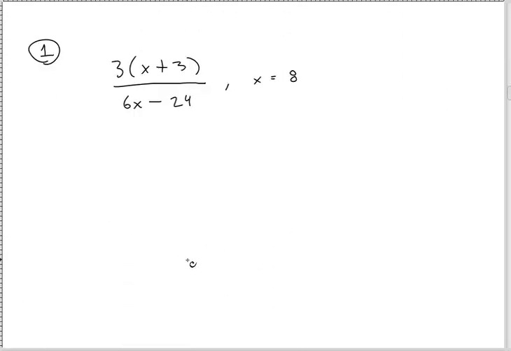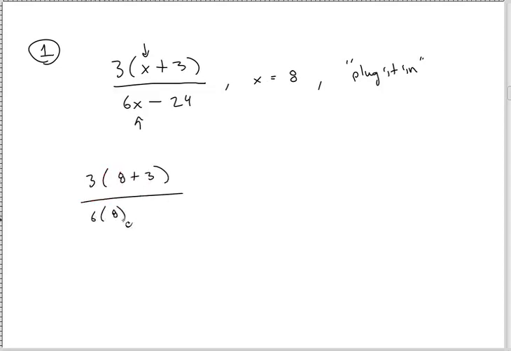And here's the very first problem. I've already written them all down. So I have a math expression here, and then x equals 8. They say evaluate the algebraic expression, but really what they're trying to say is plug it in, or substitute, or replace. So wherever you see an x, now you're going to put an 8. So 3 times 8 plus the 3 divided by 6 times 8 minus 24.